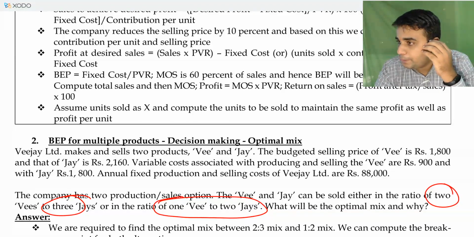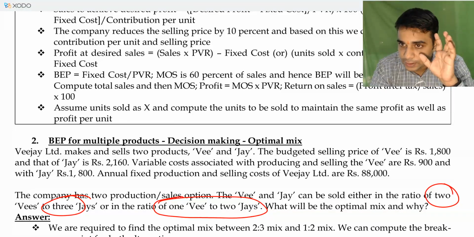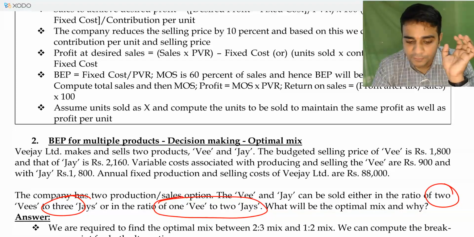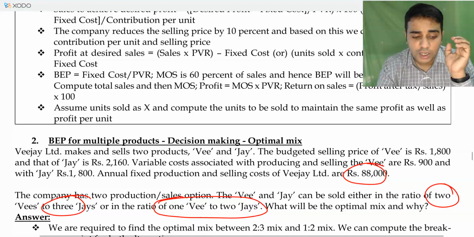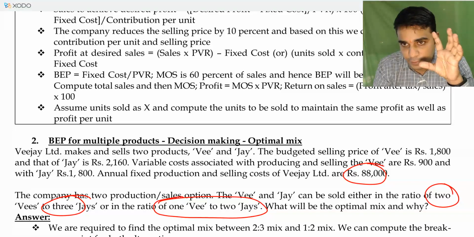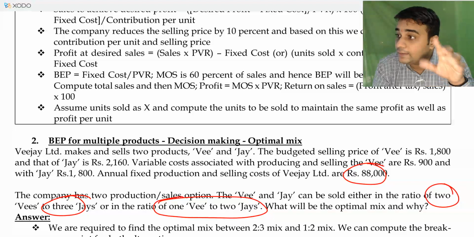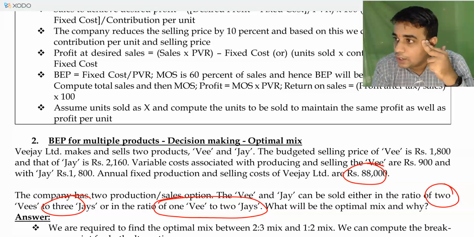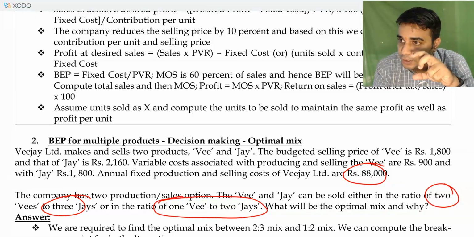I try coming to the break-even point. Break-even point is fixed cost by contribution per unit, or fixed cost by PVR. Fixed cost is 88,000. Contribution per unit is different for V, different for J. So I don't know what to write in the denominator now, because the denominator says contribution per unit and we have two contributions per unit in the question. There is a contribution per unit for V, there is a contribution per unit for J.